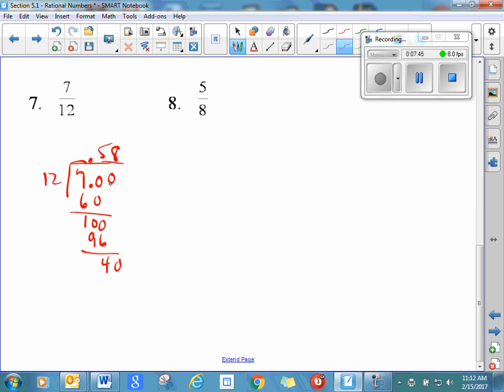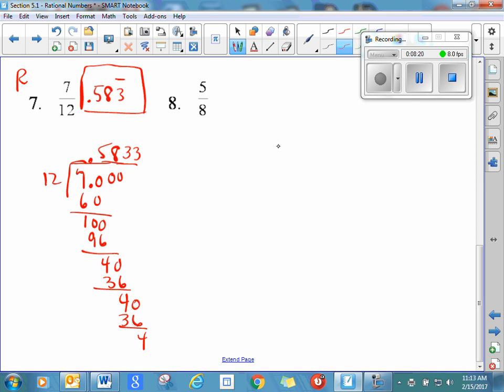Bring down another 0. 12 goes into 40 3 times. 36. Remainder 4. Bring down a 0. 3 times. 36. Can you see the pattern? So this is never going to be ending. But not everything behind this decimal point repeats. It's only the 3 that repeats. So that's the only place I'm going to put that repetition bar. So this is a repeating fraction.